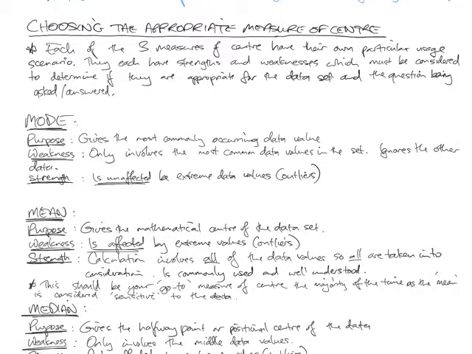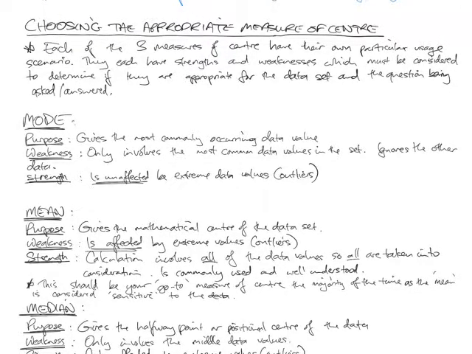Alright, this next part is pretty easy. There's no maths required here. This part is just about choosing the appropriate measure of center. So I could have just set you to read this from the book. There are three different kinds of measures of center, and they all have their own particular usage scenarios and different strengths and weaknesses. You have to think about those things when you're choosing them for your data set, and you also have to think about them for answering particular questions, okay?